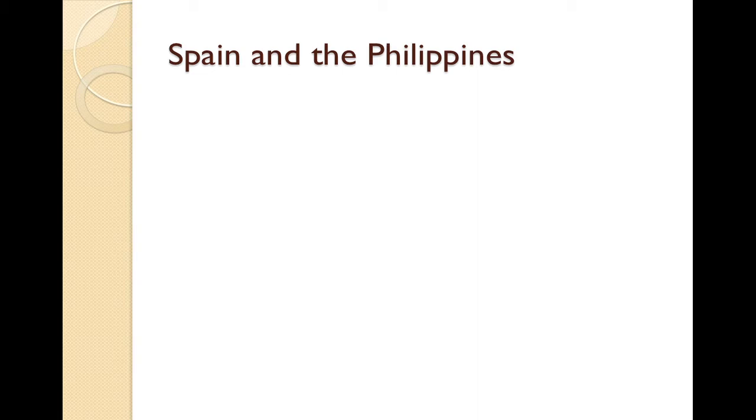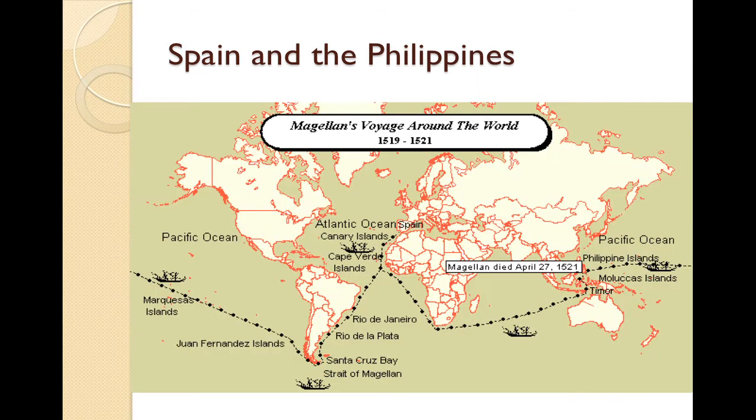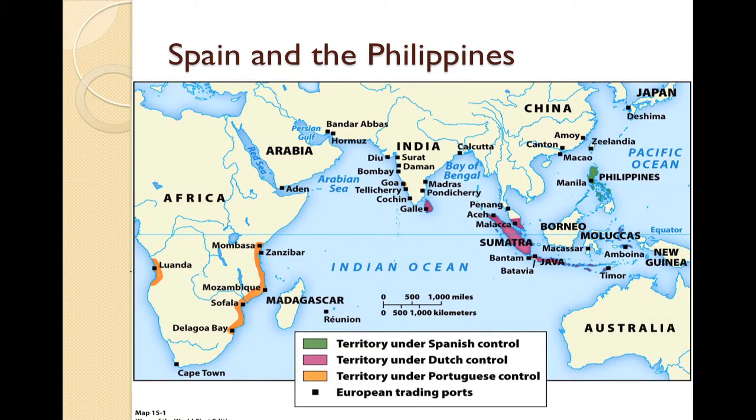Spain and the Philippines. Spain came to Asian waters by a different route, establishing control of the Philippines after Magellan's around-the-world voyage, which began in Spain, went around the tip of South America, across the Pacific Ocean, and then arrived in the Philippines from the east. Spanish control of the Philippines took on a different character than the Portuguese trading posts, as Spain conquered the islands and established a colonial empire there.